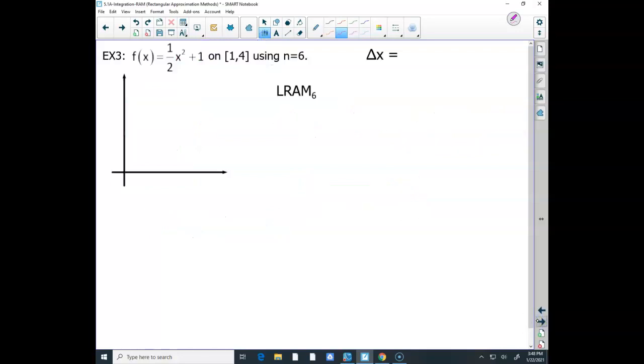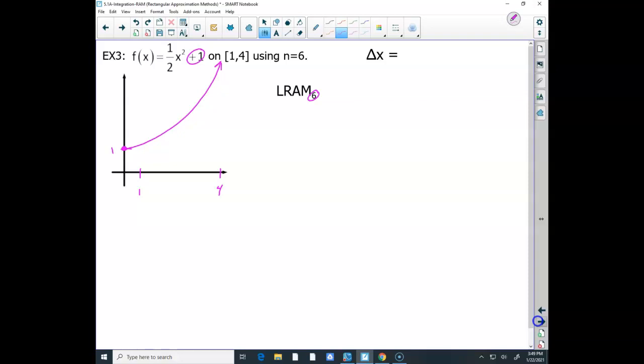Here's just a different one. Well, we don't really need a picture, but if we did do a picture, hopefully you remember the y-intercept. This is going to be here at 1. That's 1. This thing's going to be concave up, and it's a parabola. So I'm just going to make my thing come up, and I am trying to find the area from 1 to 4, and I know I want 6 rectangles in there.